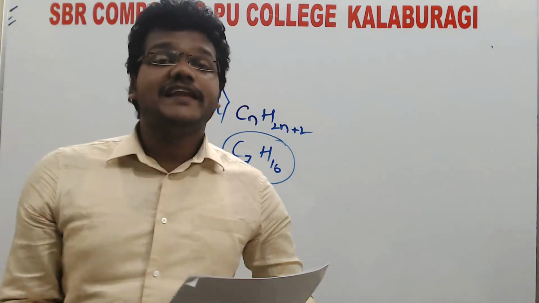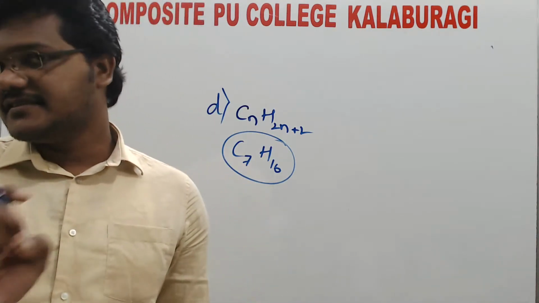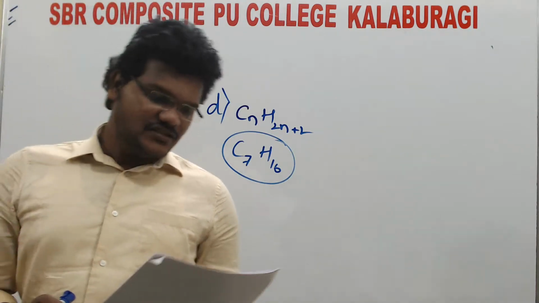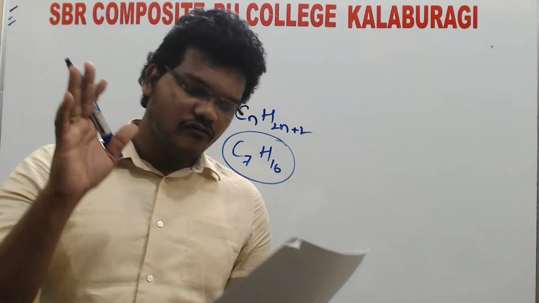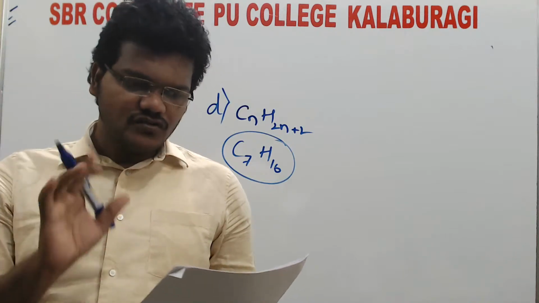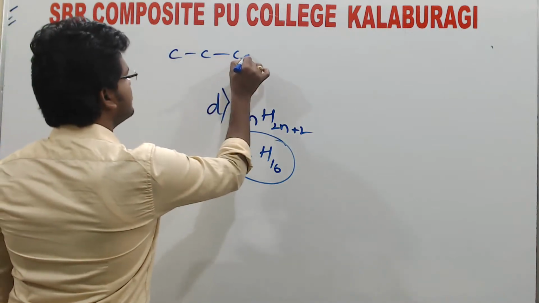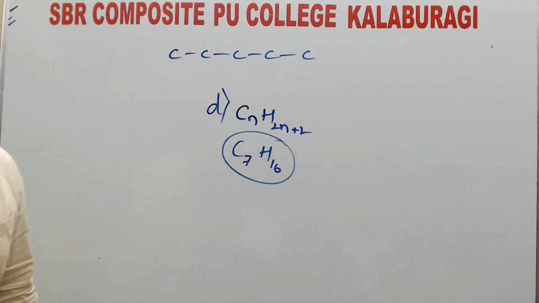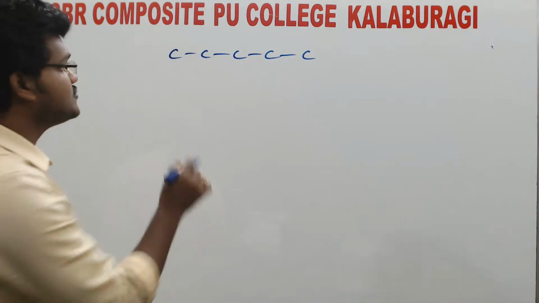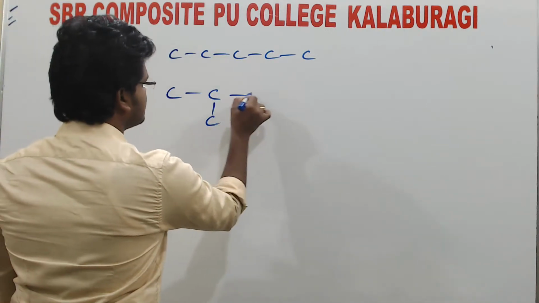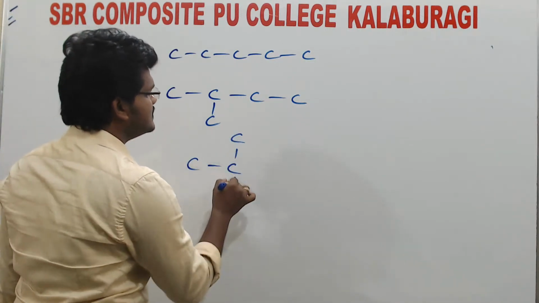The next one is based on boiling points. The question is, the decreasing order of boiling points is. So they have given 3 compounds. All of them contain 5 carbons: n-pentane, isopentane, and neopentane. This is normal pentane. Correct? And they have given isopentane along with that. This is my isopentane. Similarly, we got neopentane. This is my neopentane.